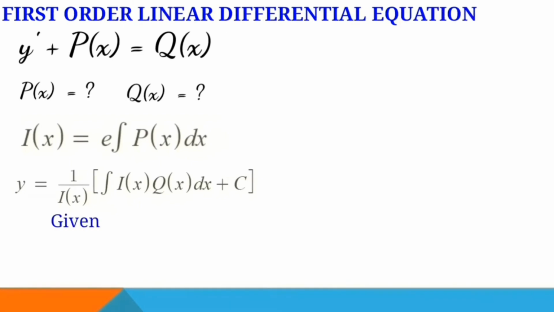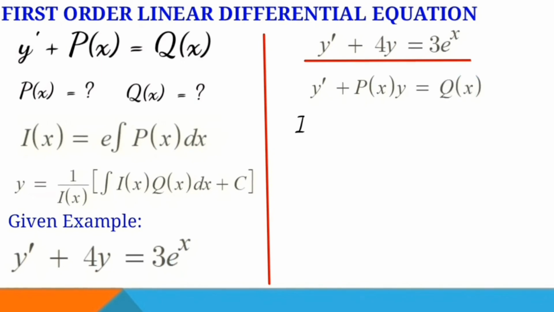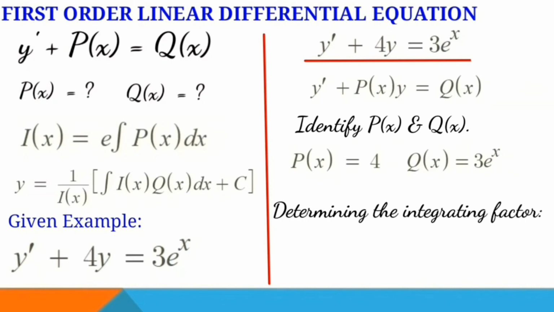Okay, let's start. Let's say we have y prime plus 4y equals 3 times e raised to the power of x. Notice that this equation is already in standard form. So if we write y prime plus p of x times y equals q of x, we can now identify the p of x and q of x. So p of x is equal to 4 and q of x is equal to 3e raised to the power of x. So this is the easy way to identify the p of x and q of x.